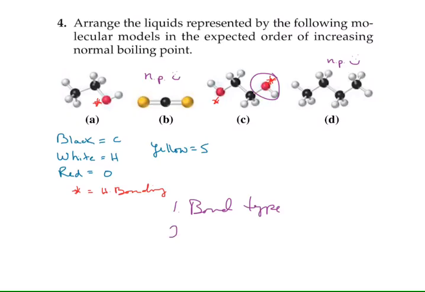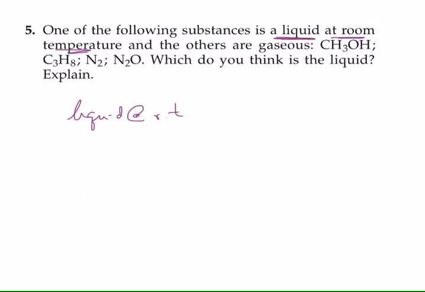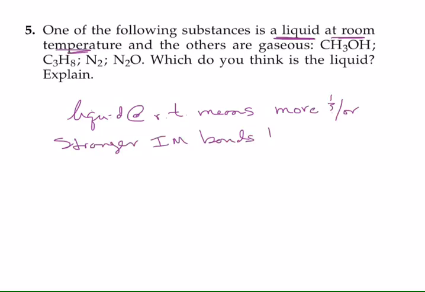So just do your best. I'd start with bond type, then molecular weight, and go to structure. D is essentially in a straight line, isn't it? Is that the n-alkane? Yeah, it looks like it's zigzagging, but it is what we call a straight line. One of these substances is a liquid at room temperature. Go maybe 20 degrees for room temperature, 20, 22. And the others are gaseous.